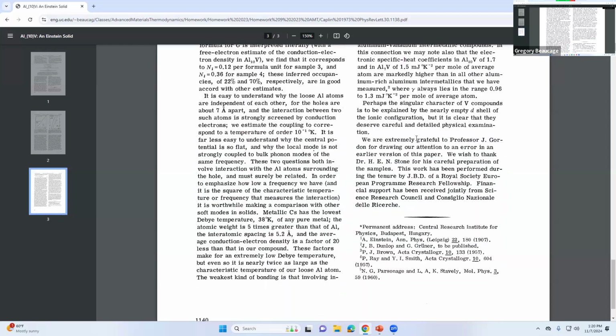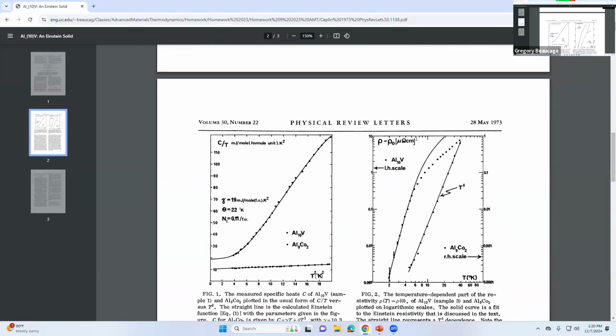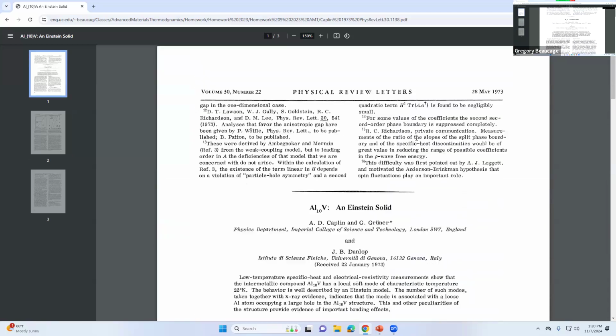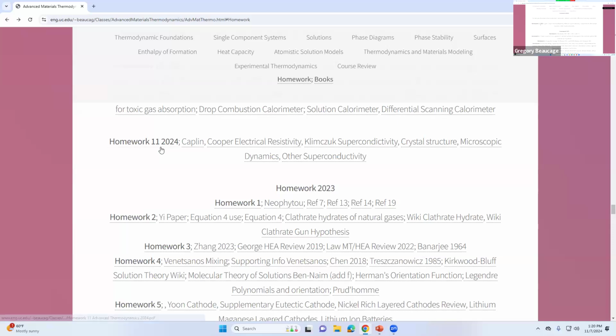He just talks about this rattler atom, and it's exactly like the Einstein thing, right? So that leads you to this, which is homework 11. Let me get these, that's that paper. Then this guy Cooper, right? Cooper is another guy.